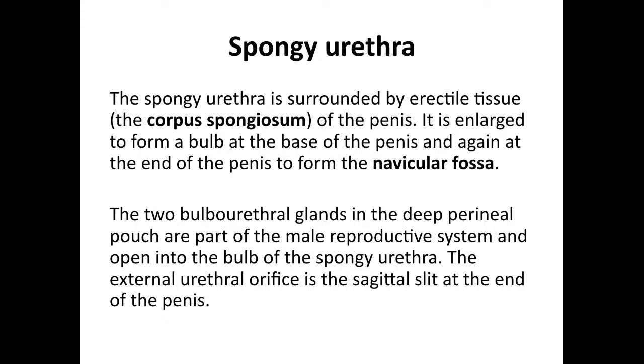And we have the spongy urethra, which is surrounded by the erectile tissue, because it is located in the penis, and the penis consists of the corpus spongiosum, which is the erectile part. It is enlarged to form a bulb at the base of the penis, and again at the end of the penis to form the navicular fossa. We will see the photos of it. There we have two bulbourethral glands in the deep perineal pouch that are part of the male reproductive system, and they open into the spongy urethra. The external urethral orifice is in the sagittal slit at the end of the penis.